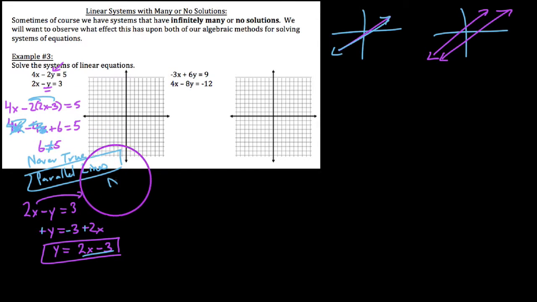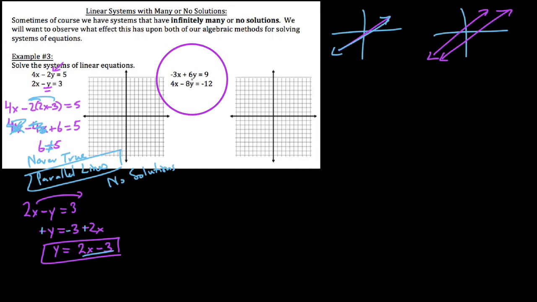And basically we would say that the system has no solutions because we got an algebraic result that is never true. So if you get a never true result, then graphically you must have parallel lines, and algebraically we say that these will never cross, so there are no solutions to the entire system. They have their own solutions, but no solutions to the entire system.